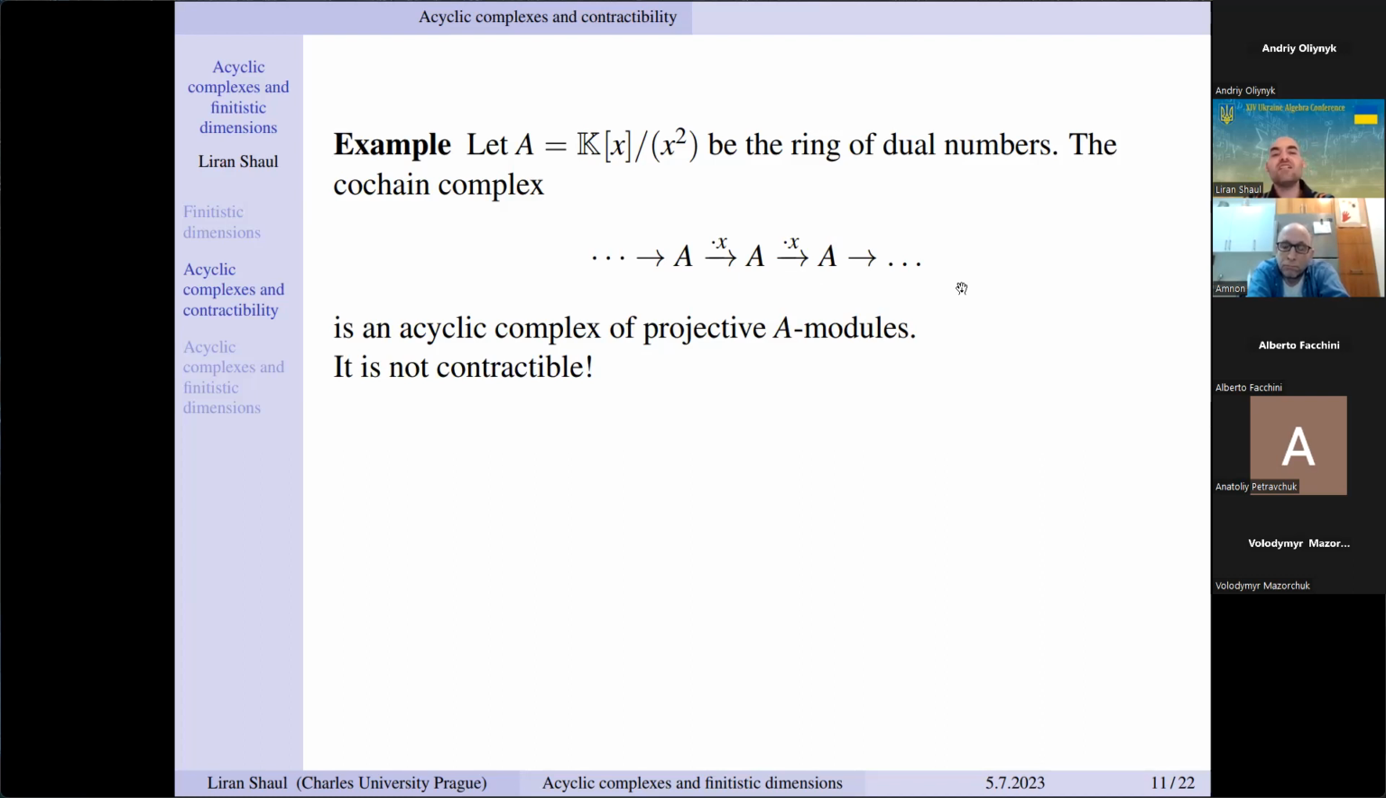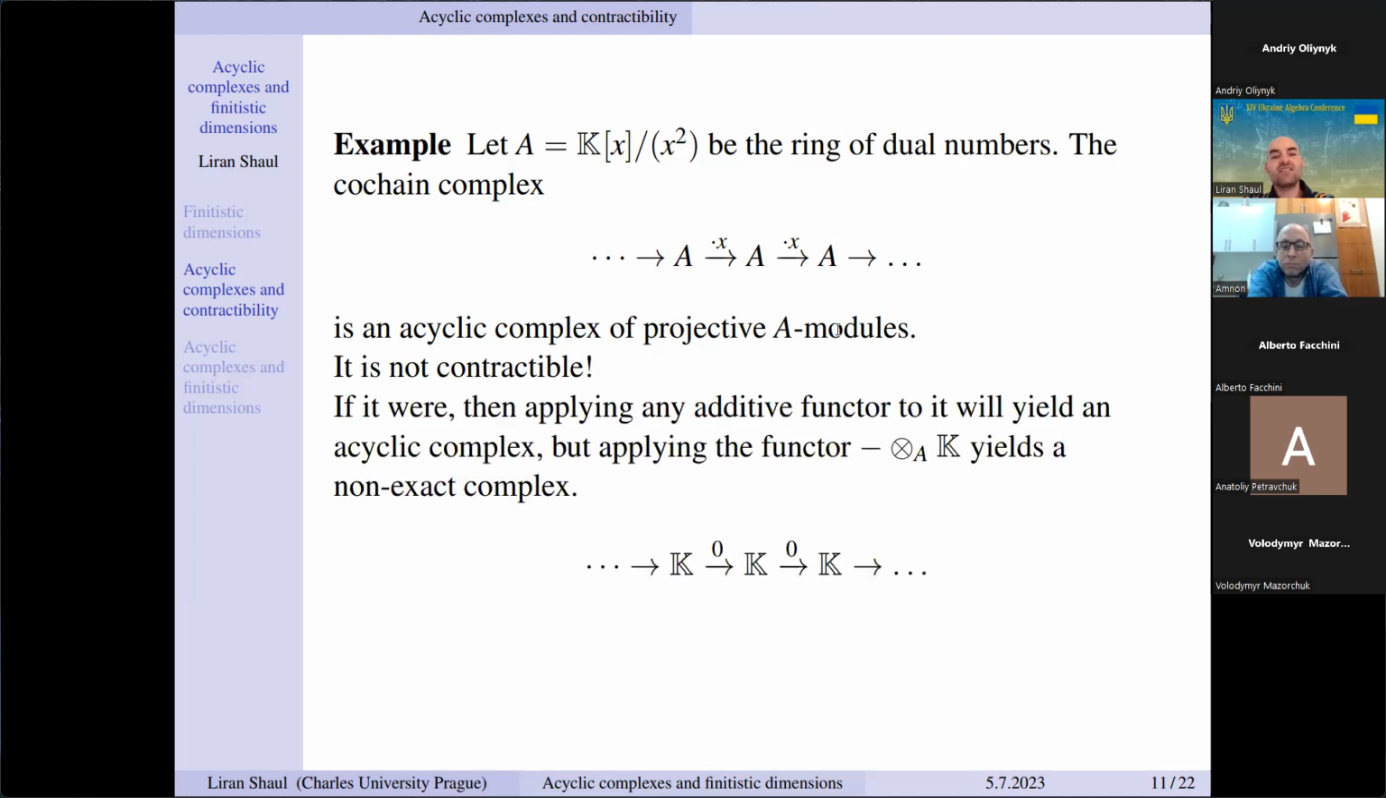Well, if it were, then if I apply any additive functor to it, it will remain exact. But if I tensor it with the field itself, I get something which is not exact. I get this complex which has cohomology in every degree. So this shows you that this complex is not contractible, but it is an exact complex of projectives. By the way, it's also an exact complex of injectives. So this ring is, of course, self-injective.